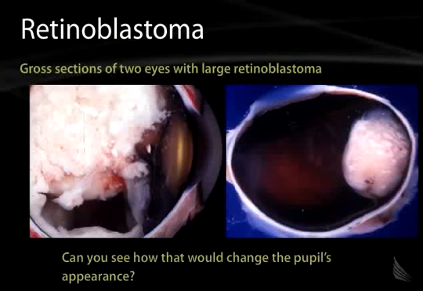Gross sections of the eyes with retinoblastomas show that this is a big, nasty tumor. It's often fatal for children after it spreads into the central nervous system. Can you see how this would change the appearance of a red reflex through a pupil? This large tumor on the left takes up almost the entire posterior segment. This other tumor on the right certainly would change the red reflex appearance.